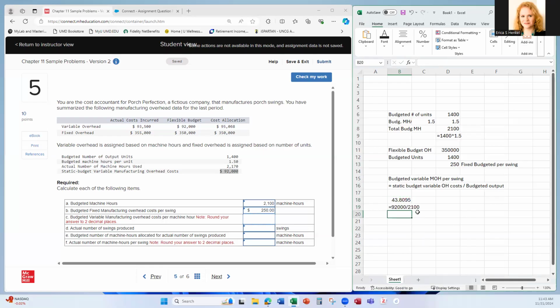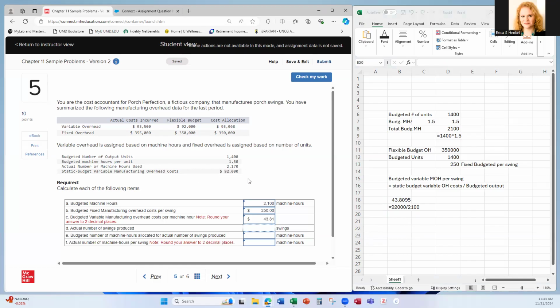All right, so then let's see here. So that gets us to, and they are having us round to 2 decimal places. Okay, so 4381, right? Now let's see. So how many actual swings did we produce?